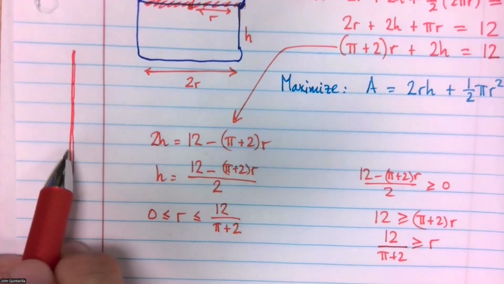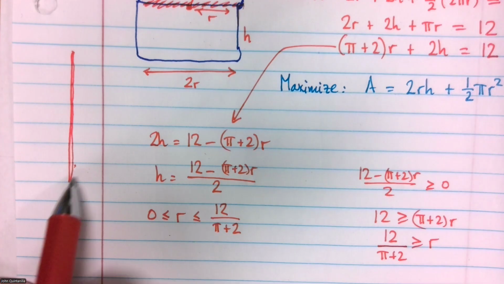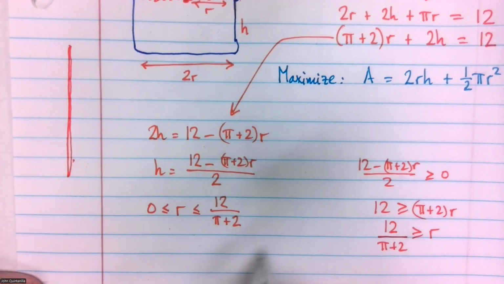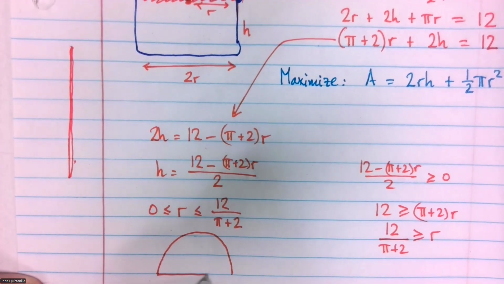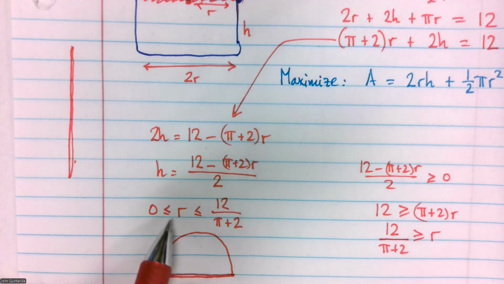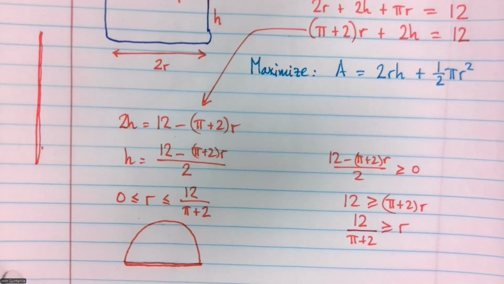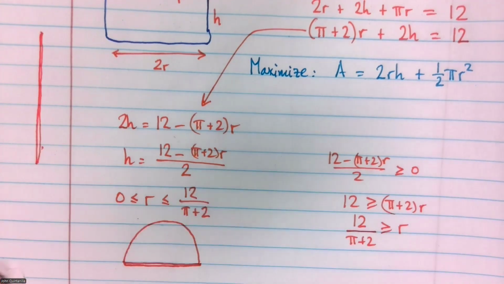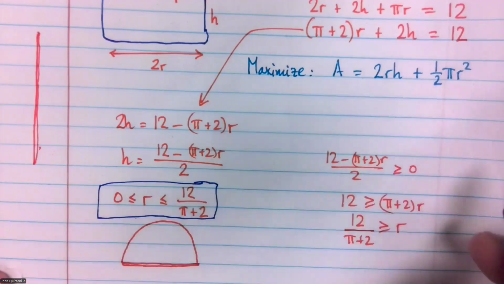The picture I see here is kind of silly. Where r is equal to 0, this would correspond to h being 0, and so this would correspond to a semicircle, and then the box underneath is very, very thin. Those would be the pictures that correspond to these two endpoints. So there are my boundaries for r. We're going to need this later on in the problem.